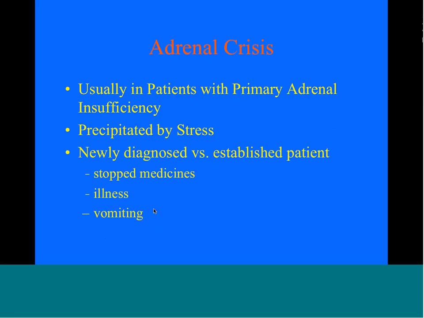Adrenal crises usually occur in patients with primary adrenal insufficiency, more so than pituitary. They are usually precipitated by stress, illnesses, infections, and they could be in a newly diagnosed patient or an established patient who stopped his medicine, was vomiting and couldn't keep his medicine down, or has a concurrent illness.